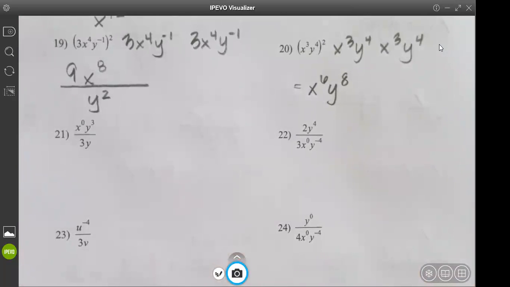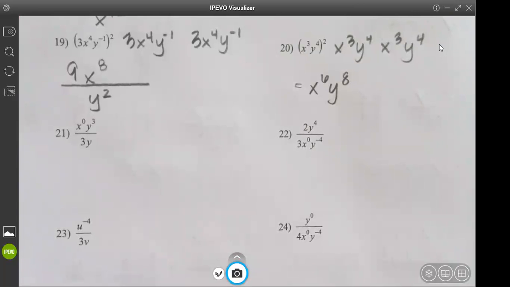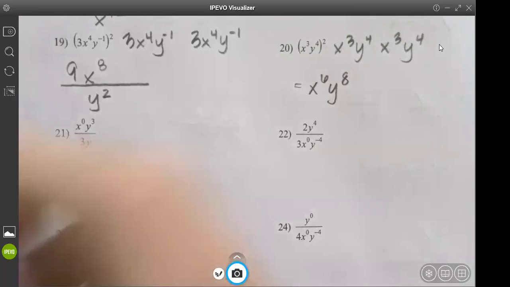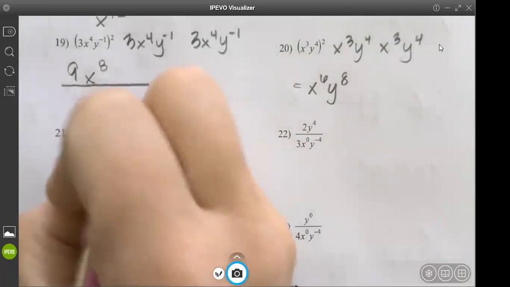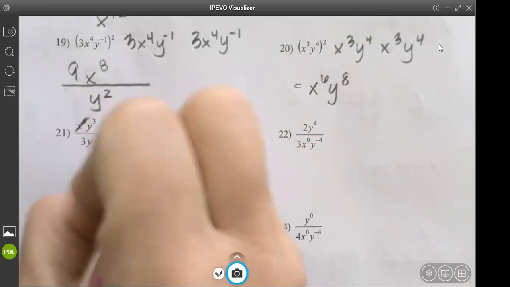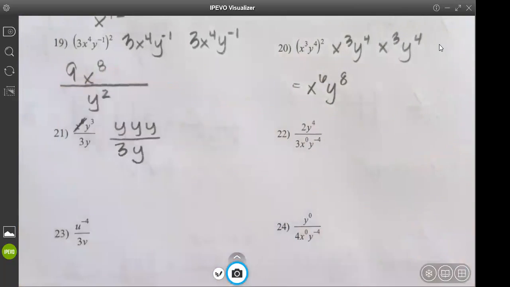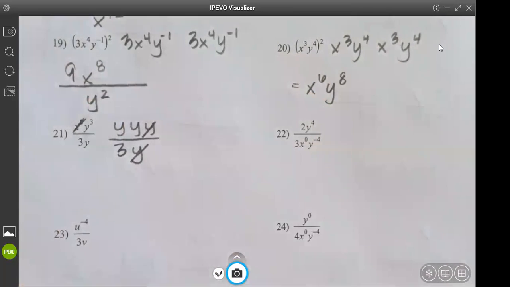All right, and we've already worked on 21 through 30. We're still going to do some, but just to remind you how to do it. All right, if it's the same on the top and the bottom, we're going to mark it out. If it's a 0, we're going to mark it out. So x to the 0, we're going to mark that out. We have 3 Ys on the top and a 3 times Y on the bottom. If it is the same on the top and the bottom, we can mark it out.